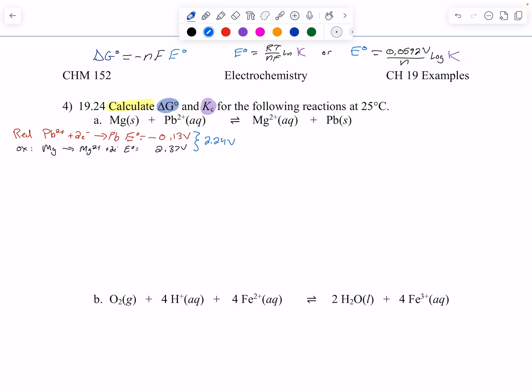All right. So now we can do our two equations. Now, what is n, though? n, the number of electrons transferred, would be 2, right? Because we go from 0 to +2 and +2 to 0. It's 2 electrons, 2 electrons. Okay, let's do the delta G first. Delta G equals negative nFE.